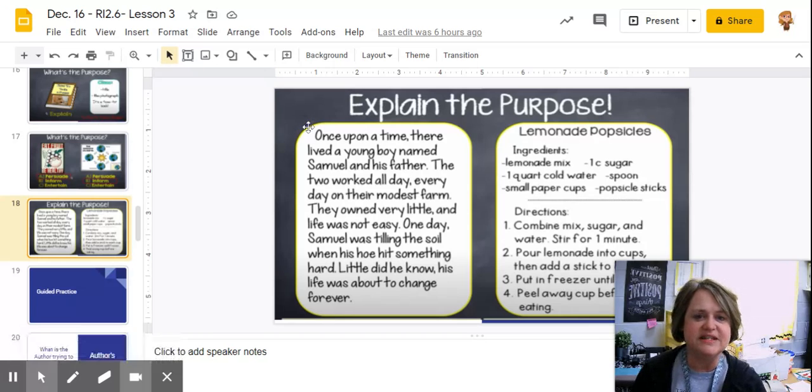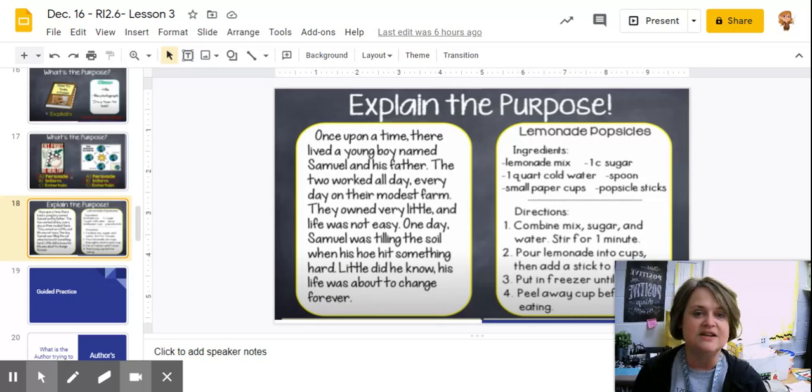So the first one says, once upon a time, oh, that's a key. In my mind, I'm already thinking that is a fiction story. There lived a young boy named Samuel and his father. The two worked all day, every day in their modest farm. They owned very little and life was not easy. One day, Samuel was tilling up the soil when his hoe hit something hard. Little did he know his life was about to change forever.